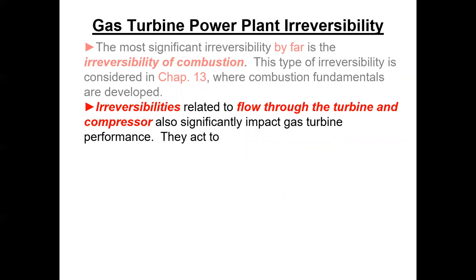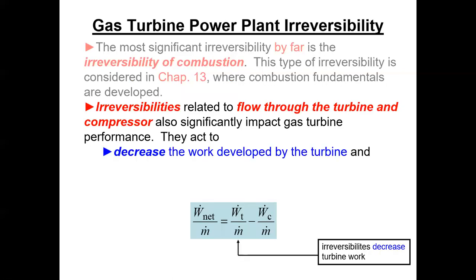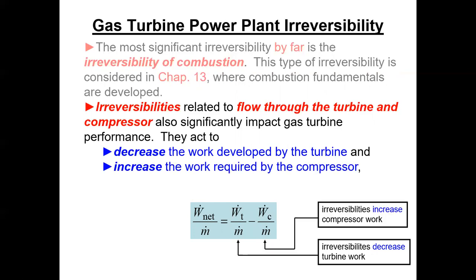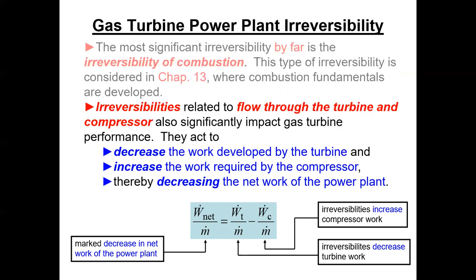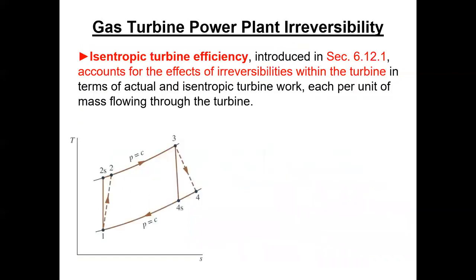But we also have friction and dissipative effects with the turbine and compressor that are significant. And so in the turbine, they decrease the work developed by the turbine. And of course, on the compressor, they're going to increase the compressor work, for the friction and all that stuff. And so overall, you're going to take a hit on both sides. Your turbine output's going down and your compressor input work is going up. So, you're going to get less out.